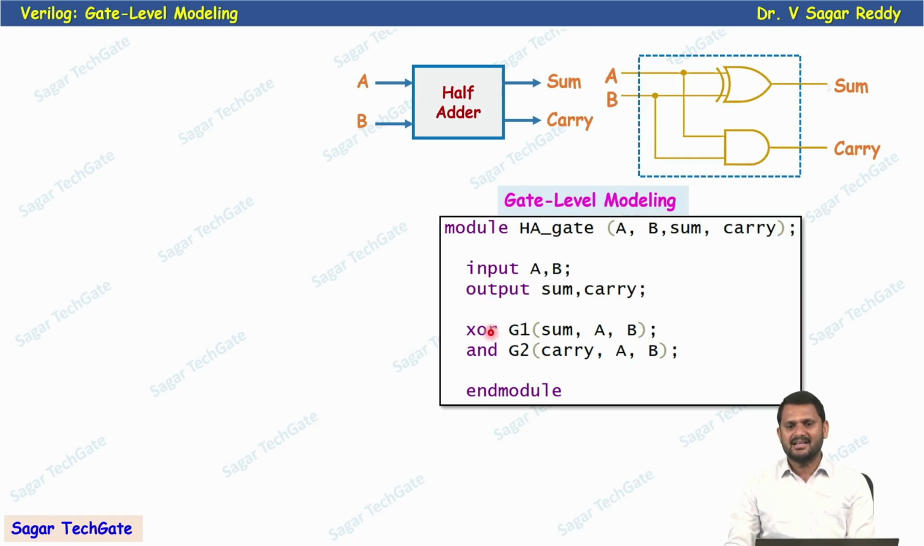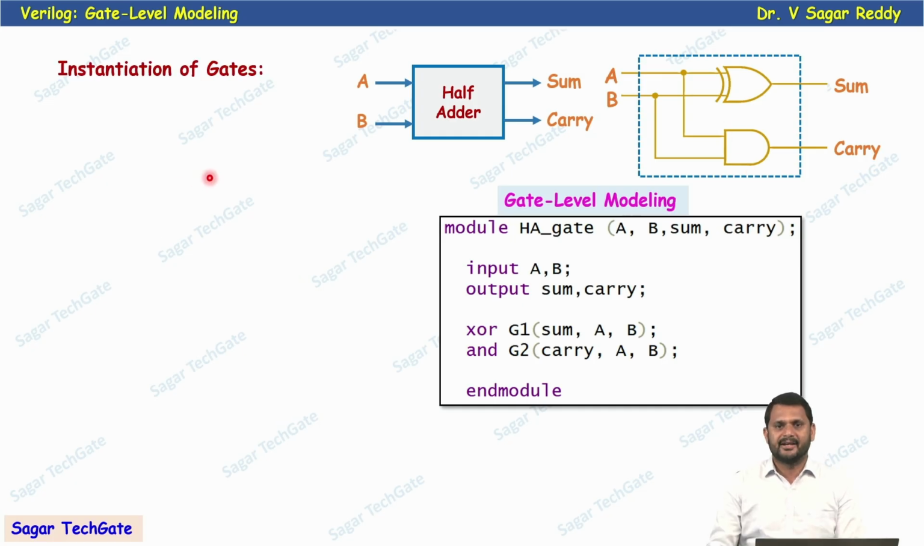Now see, we instantiate this XOR gate, with instance name G1, having output sum and two inputs A comma B. In the same way, we instantiate the AND gate as G2, and the output is carry and the two inputs A comma B. Like this, we can simply write Verilog code in gate level modeling by instantiating these primitives.